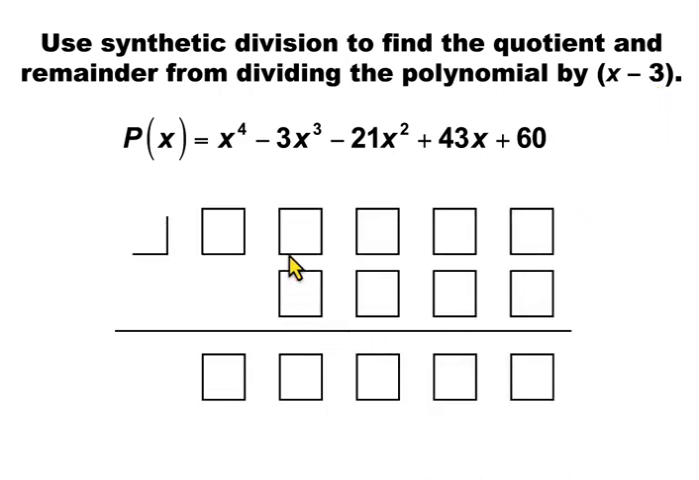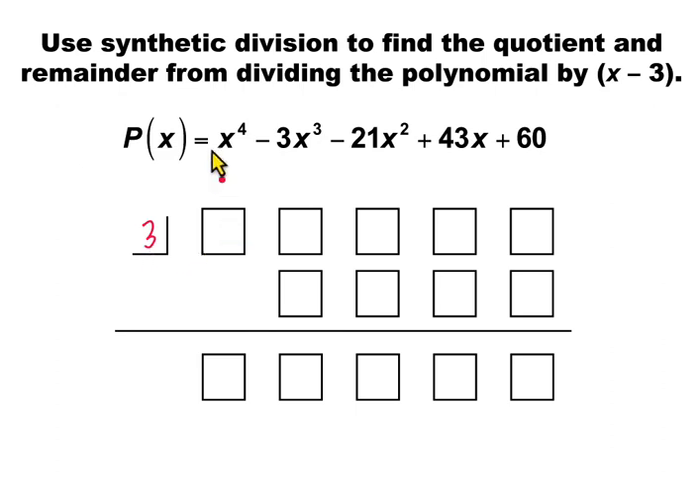These 5 placeholders are for each of the coefficients of the polynomial. Since this is a polynomial of degree 4, there are 5 placeholders, one for each term. This is how synthetic division works. The numerical term goes here, and we determine that that would be 3.